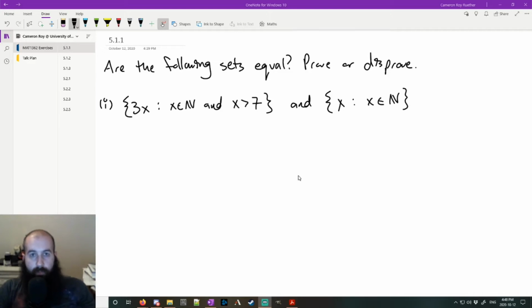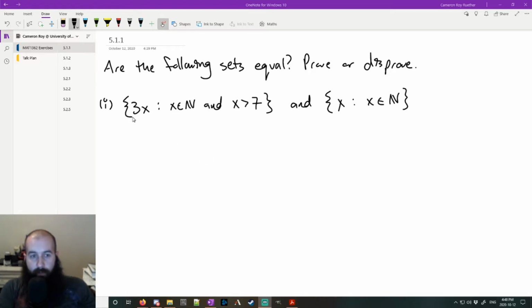Welcome to the exercises for DGD 5. These will be on naive set theory from chapter 5. The first of which asks us to decide if pairs of sets are equal, to prove if they are equal, or to disprove that they are not equal.